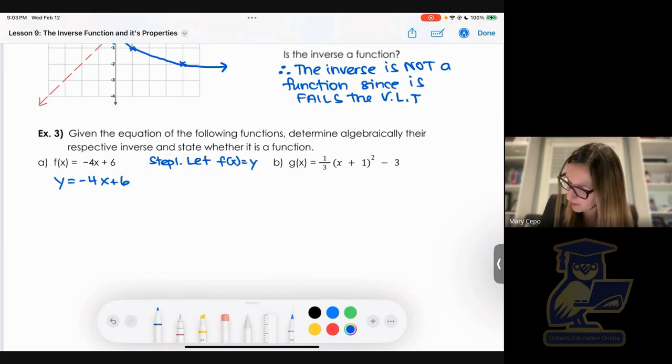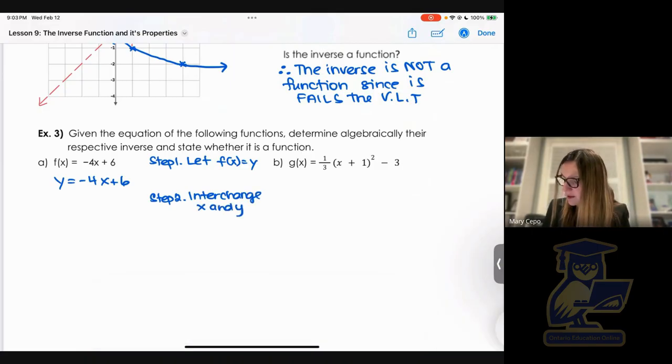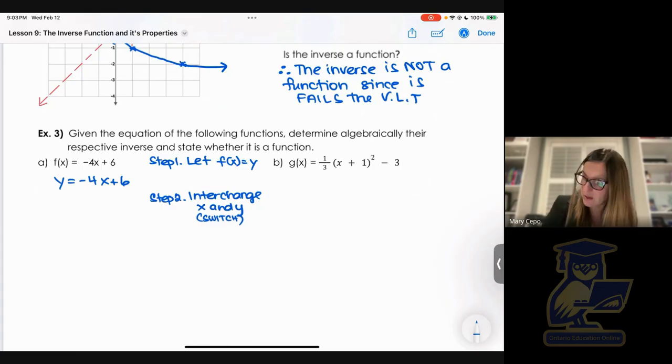Next step, step 2, interchange x and y. And when I say interchange, I just mean switch, okay? So where I see y, I'm going to replace that and say it's x, and x becomes y: x equals negative 4y plus 6. I just interchanged the x and y values.